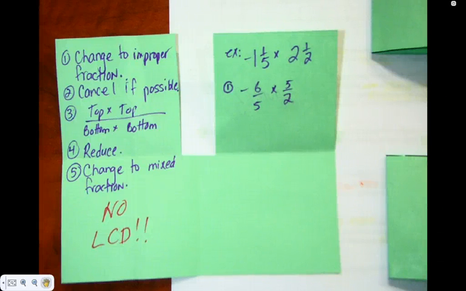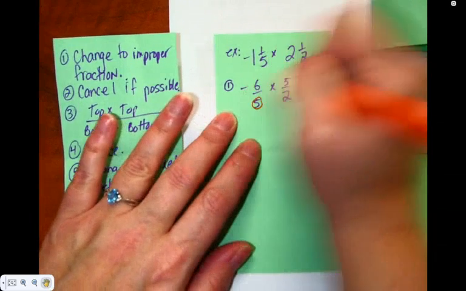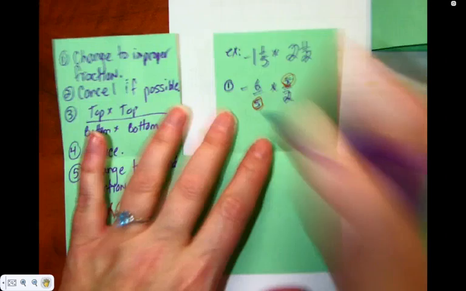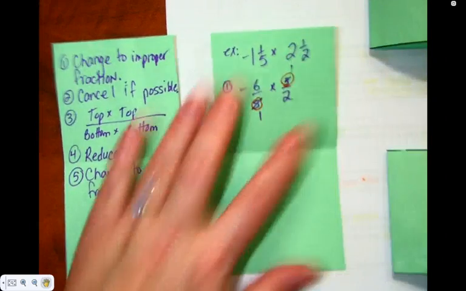The next step, cancel if necessary. You get to cancel or reduce anything on the top with anything on the bottom. Doesn't matter if they're in different fractions. What this is going to do is make your multiplication a lot easier. If I have a 5 on the top and a 5 on the bottom, what can I divide them both by? 5. So what's 5 divided by 5? So I'm going to have a 1 and a 1.